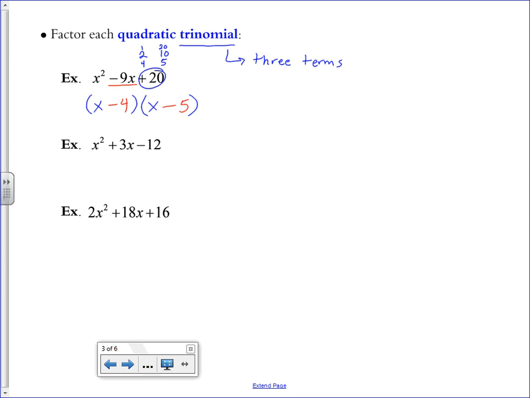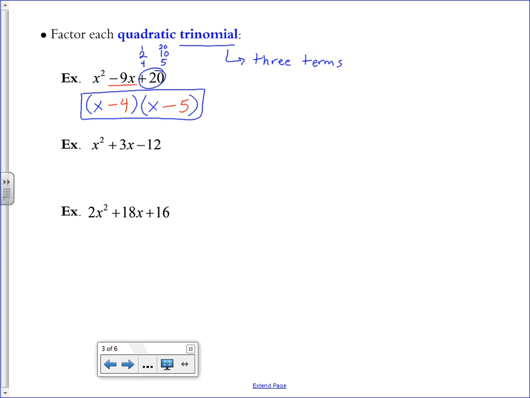Look at my two binomials that I got as my answer, x minus 4, x minus 5. Imagine multiplying those two things together and see if it gets you what you started with. If you do the math correctly, you'll see it's going to be x squared minus 9x plus 20. And therefore this is the factored form of that trinomial.